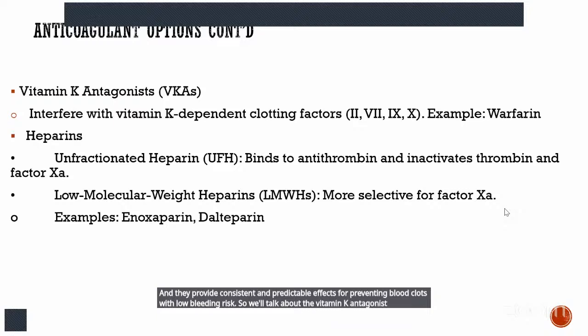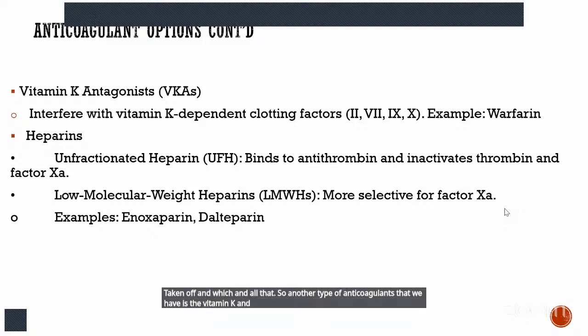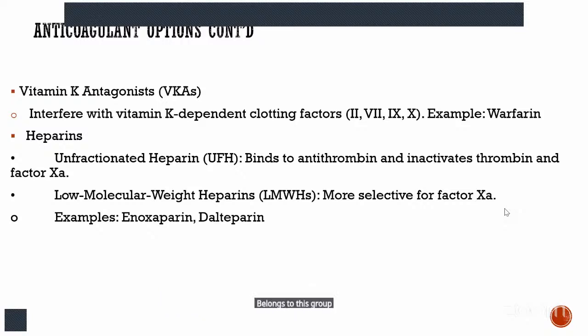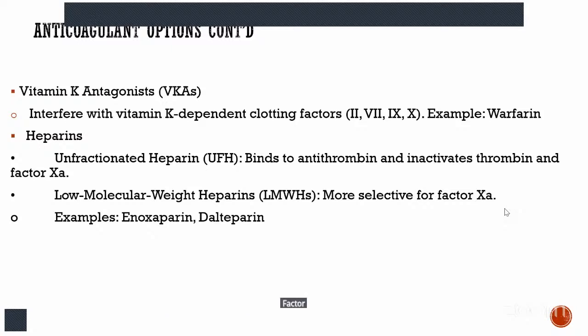So we'll talk about the vitamin K antagonists. Now, vitamin K, when we were in secondary school, they told us vitamin K is important for blood clotting, and that's why they would advise us to take enough vegetables and all that. So another type of anticoagulant that we have is the vitamin K antagonist, and the popular warfarin belongs to this group. They interfere with the vitamin K dependent clotting factors. These are factor 2, factor 7, factor 9, and factor 10.